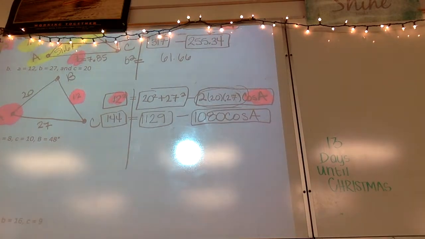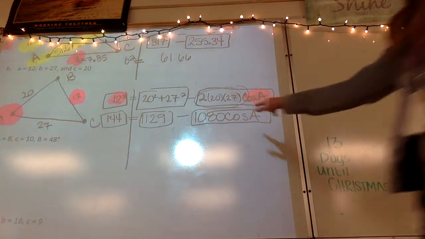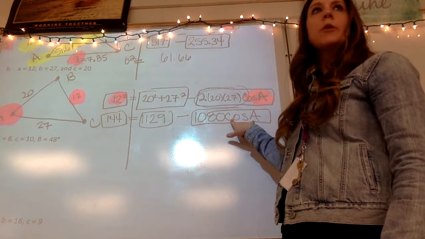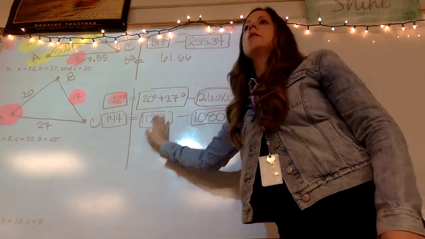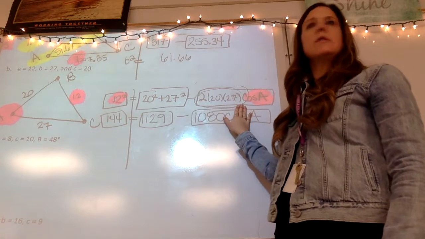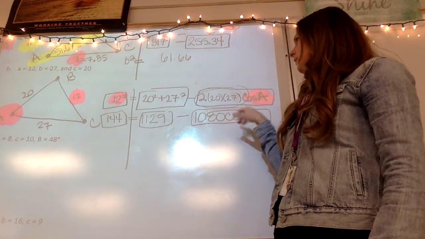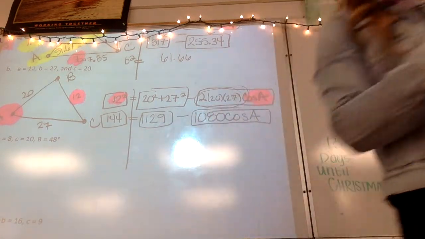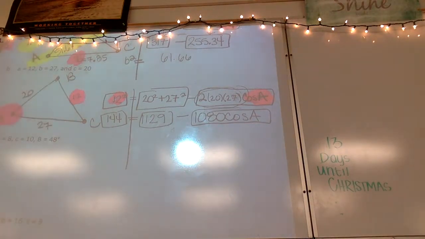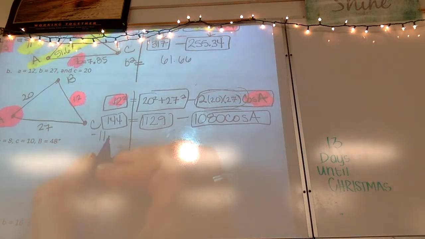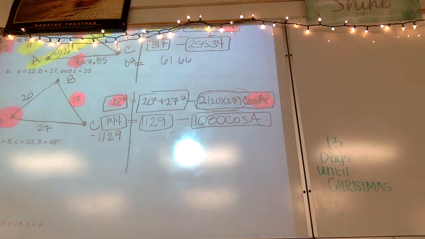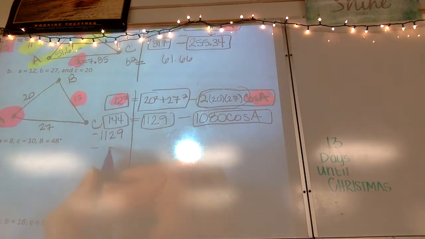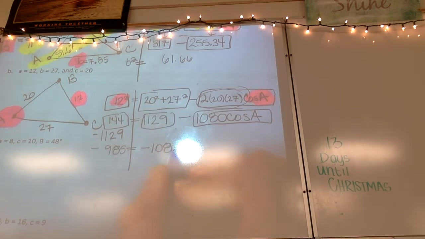Okay. So now we want to get cosine of A by itself because that's the unknown, the variable. So we're going to shift this across the equal sign, right? It's just like solving for x. Let's pretend this is 1080x. So what do I do to get rid of the 1,129? Subtract it. So it's 144 minus 1,129, negative 985.